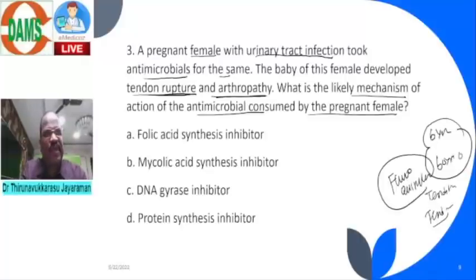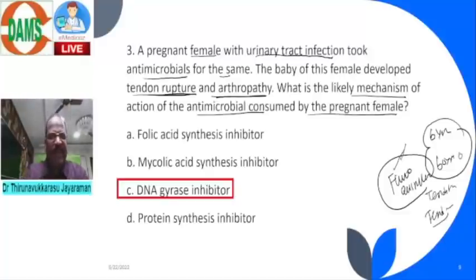So with this in mind, we know the fluoroquinolone mechanism of action is inhibiting DNA gyrase. So with this in mind, look at the options. The options are folic acid synthesis blocker, mycolic acid synthesis inhibitor, DNA gyrase blocker, protein synthesis blocker. So my given drug is fluoroquinolone. Fluoroquinolone mechanism of action will be inhibiting DNA gyrase. So the answer is option C.